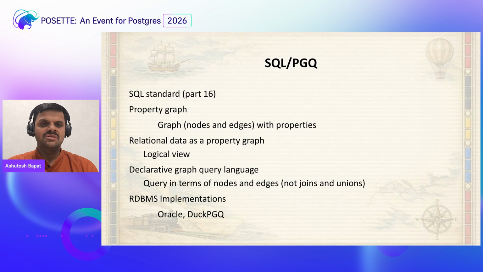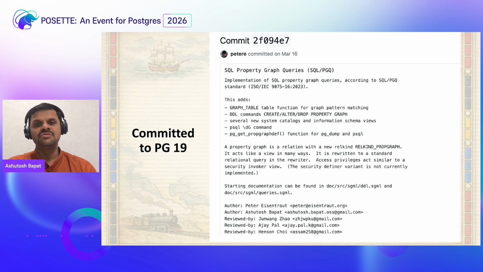This standard allows relational data to be treated as a property graph. It overlays a logical view on the relational data. It consists of a declarative graph query language so that this graph can be queried in terms of nodes and edges and not in terms of joins and unions of rows. There are other RDBMS implementations available. And good news is we have committed basic SQL PGQ support in PostgreSQL 19, which will be released later this year.